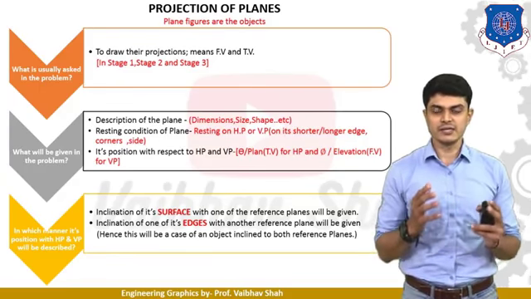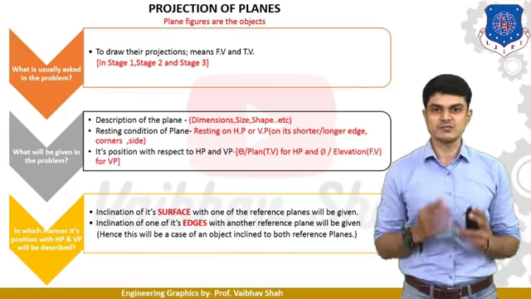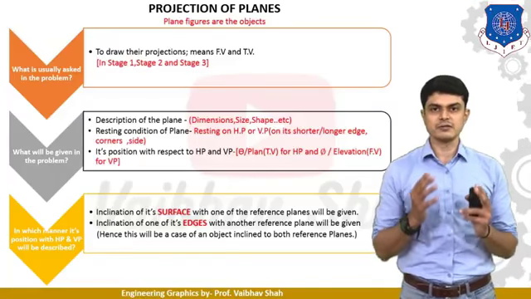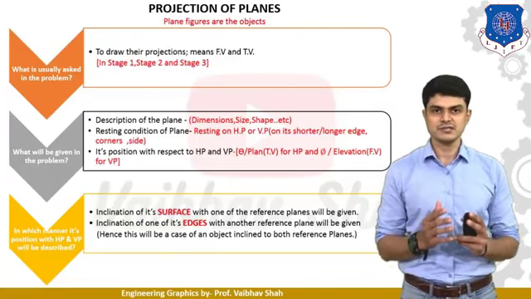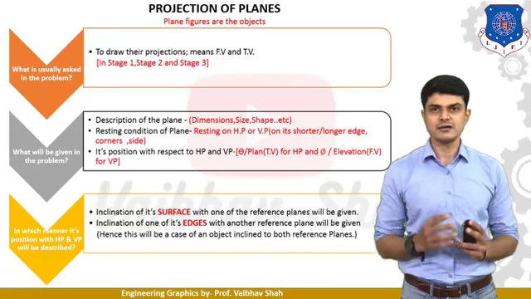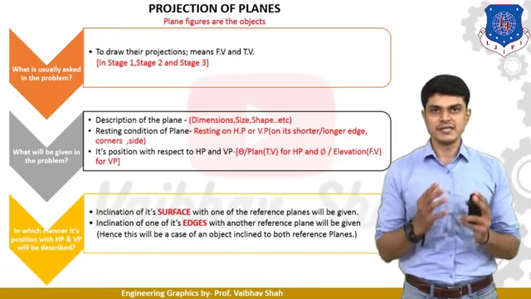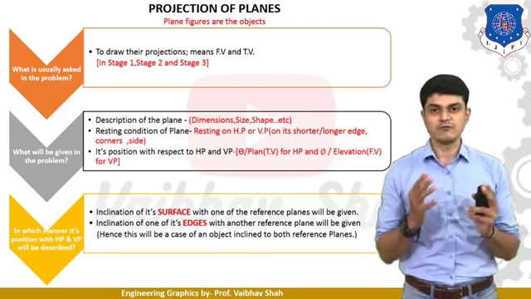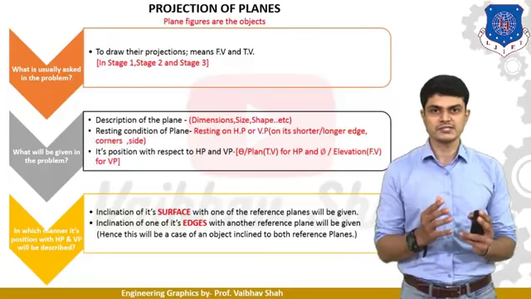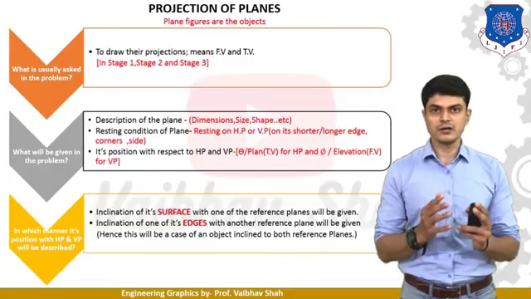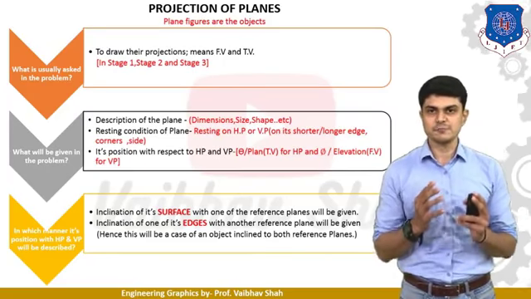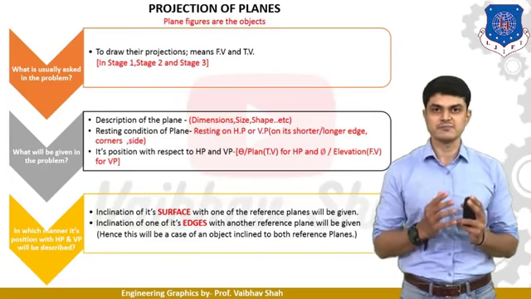So what will be given in the problem? There are 3 data which must be given in any of your problems. First, the description of the plane, like dimensions, size and shape of the object, must be given. Second, the resting condition of the plane, that means resting on HP or VP, which means resting on a shorter edge, longer edge, corner or side, must be given. And finally, in which manner this position with respect to HP and VP must be given.